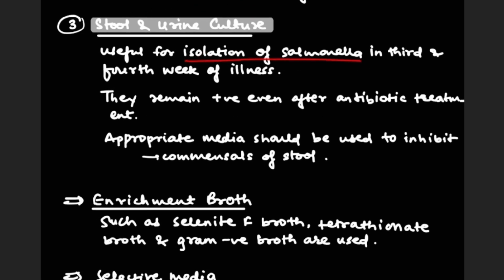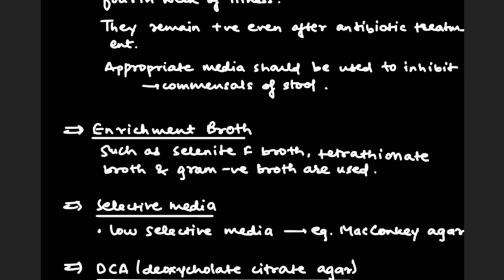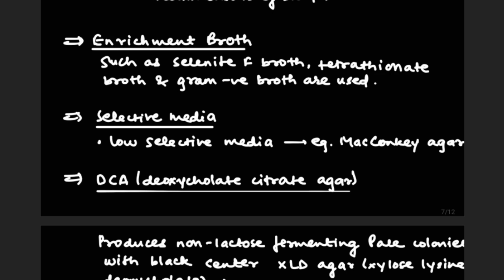Then third is stool and urine culture. It is useful for isolation of Salmonella in the third and fourth week of the illness, and remains positive even after antibiotic treatment. Media should be used that inhibit the commensals of stool. So this was about stool and urine culture. Now we are going to see about culture media which are used in urine and stool examination. First is enrichment broth, such as F broth, tetrathionate broth and gram-negative broth. And in selective media, MacConkey agar is used.